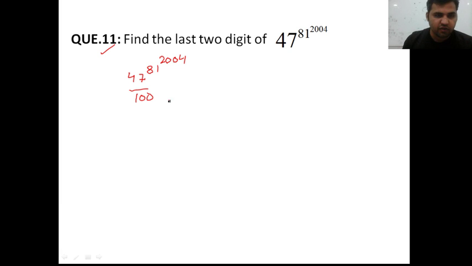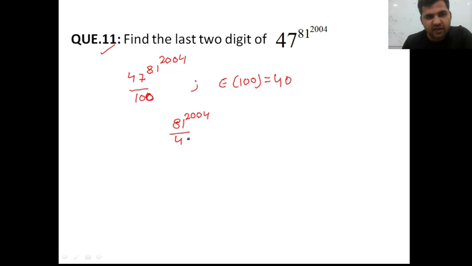Very good, Rajan. 47 is the right answer. The remainder will be the last two digits. Okay, this is an easy question. We just have to find out the Euler number of 100, which is 40, right? So just divide the power, that is 81 power 2004, by 40 and find out the remainder. Whatever the remainder is, that remainder will replace this power.